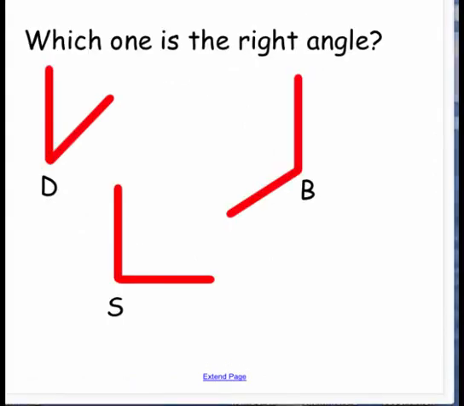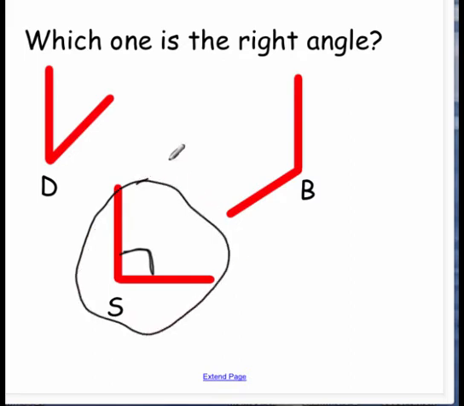All right, third graders, let's see if you can figure out which one of these is the right angle. Is it angle D, angle B, or angle S? Take just a minute to think about it, and then I'll let you know if you're right. If you said angle S, you are correct. Angle S is the one that makes this nice sharp corner here at 90-degree right angle. So angle S is our winner.